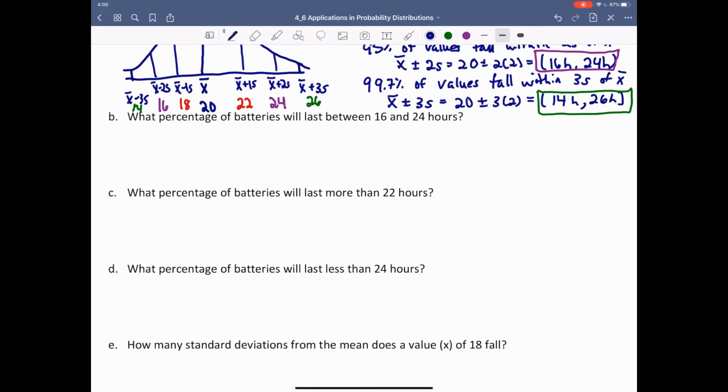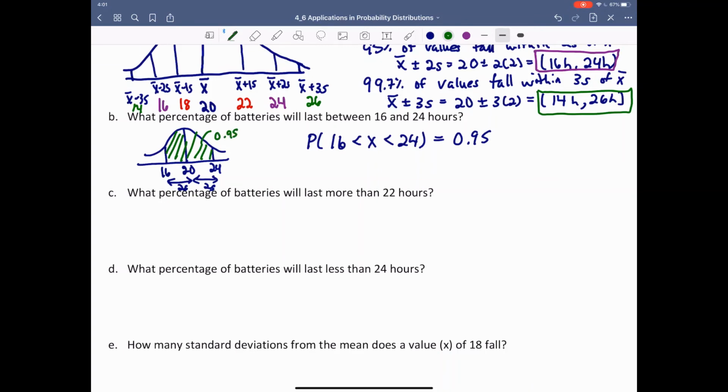So what percentage of batteries will last between 16 and 24 hours? Looking right at our initial table in part A, we know that it will be 95%. So the probability that a battery lasts between 16 and 24 hours is 0.95. Since we have 20, 16, and 24, these are both within 2 standard deviations of the mean. And so this whole area is 0.95 using the empirical rule.